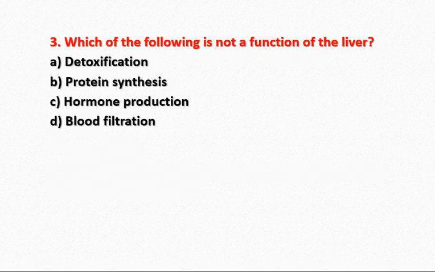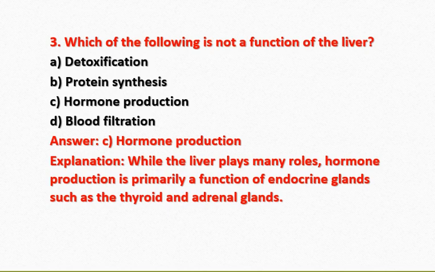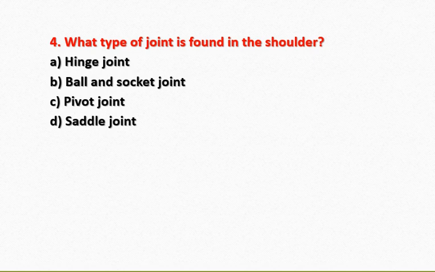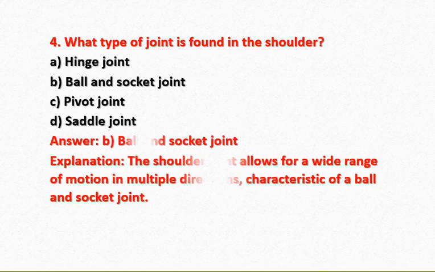Which of the following is not a function of the liver? Correct answer is option C, hormone production. What type of joint is found in the shoulder? Correct answer is option B, ball and socket joint.